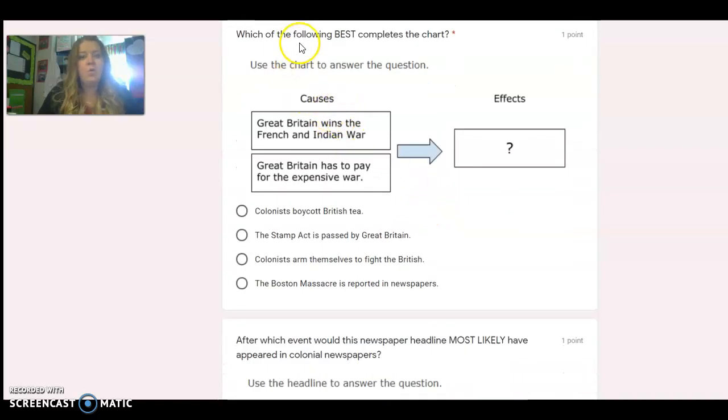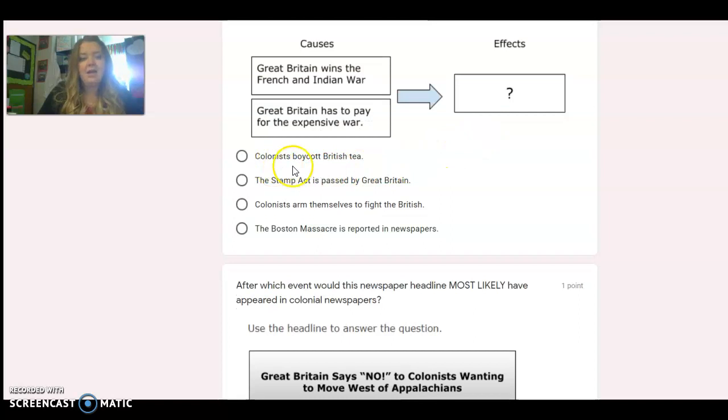Here you're seeing which of the following best completes the chart. It's a cause and effect chart. The causes, Great Britain wins the French and Indian War. Great Britain has to pay for the expensive war. What effect did this have? A. Colonists boycott the British tea. B. The Stamp Act is passed by Great Britain. C. Colonists arm themselves to fight the British. Or D. The Boston Massacre is reported in the newspapers.